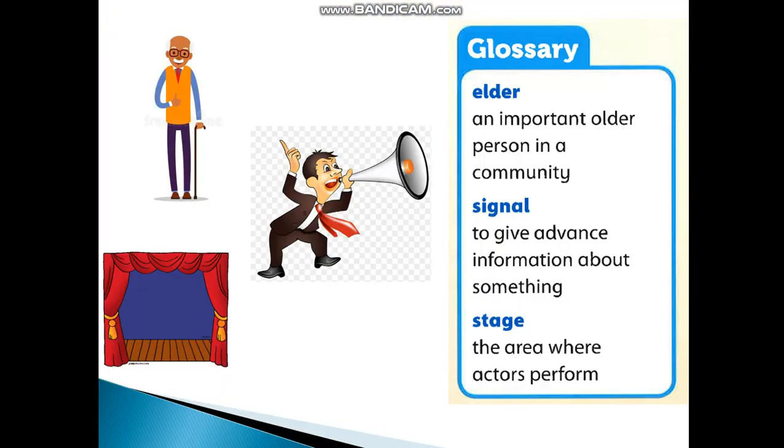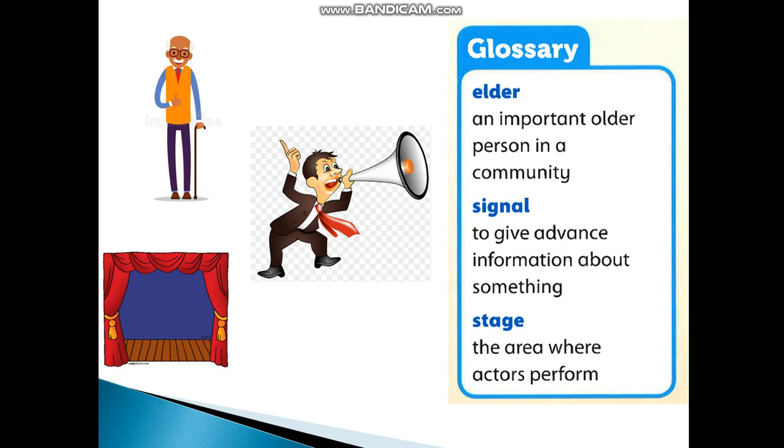Now, let's take a look at the glossary, which is the new words that we will be introduced to in the next paragraph. Let's see, the first one is elder. Elder means an important older person in a community. So when we have an important older person in our family, in our neighborhood or in a community, in this big place where a group of people live, we have an elder who is an older person but is also important.